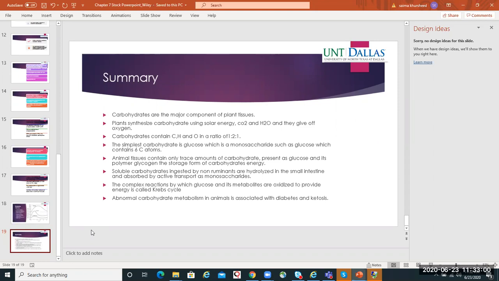Glucose can be formed in body tissues from lipids and amino acids. We talked about the gluconeogenesis process. Absorbed glucose and that resulting from gluconeogenesis can be stored in limited amounts as liver and muscle glycogen, or can be converted to body fat by breakdown to pyruvate and then enter the Krebs cycle. The complex cascade of reactions by which glucose and its metabolites are oxidized to provide energy is called the Krebs cycle. We talked about that in our last slides.